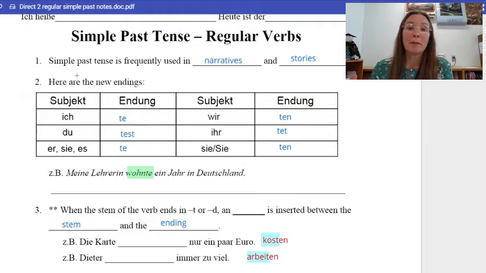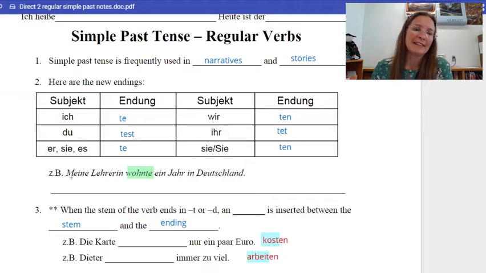So as far as forming the simple past, it's actually simple. What you do is you take the stem of the verb. So if I have a verb like spielen, I take the stem, spiel, and I put these endings at the end: te, test, te, ten, tet, ten. Right? So if I want to say I played soccer in the simple past, if maybe I was writing a book about it, I would say ich spielte Fußball.